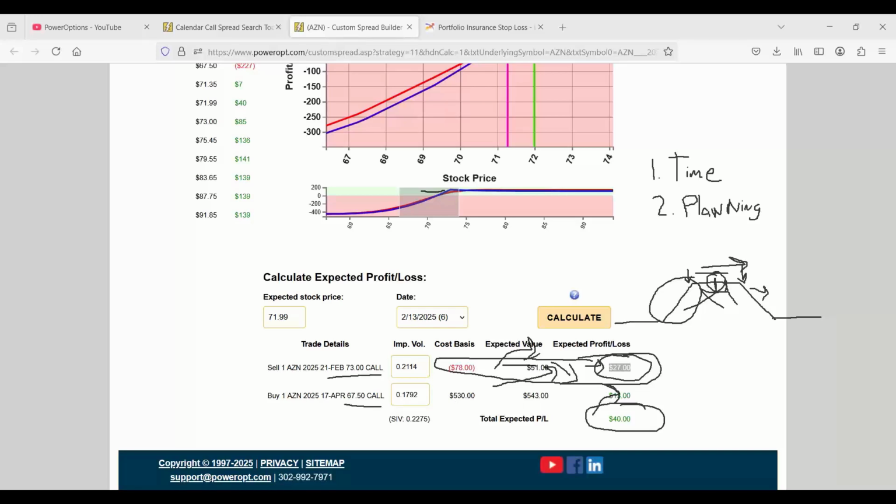Well, let's look at that real quick. You are going to see some decline, but it should be roughly countered with this option moving away from the at the money bell curve. You know, stock's at 72, we're selling the 73, and we bought the 67.5.